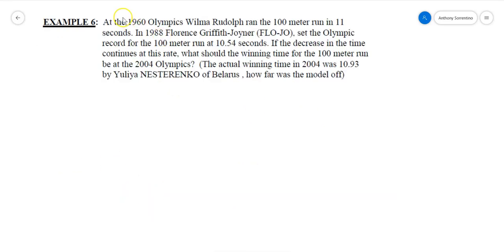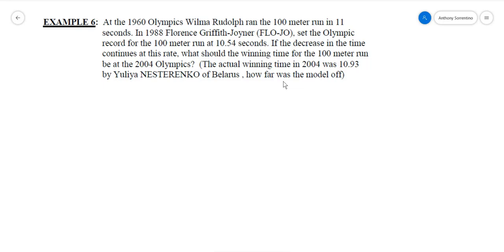So at the 1960 Olympics, Wilma Rudolph ran the 100-meter run in 11 seconds. In 1988, Florence Griffith Joyner, FloJo, set the Olympic record for the 100-meter run at 10.54 seconds. If the decrease in the time continues at this rate, what should the winning time for the 100-meter run be at the 2004 Olympics? The actual winning time in 2004 was 10.93. How far was the model off? So it's asking you two questions. We want to figure out a model, calculate what it would predict for 2004, and see how close it was.